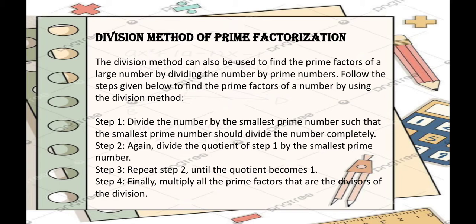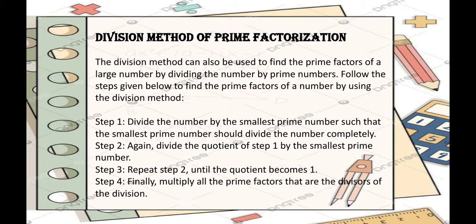And step 2, again, divide the quotient of step 1 by the smallest prime number. And step 3 is repeat step 2 until the quotient becomes 1. Step 4, finally multiply all the prime factors that are divisors of the divisions.